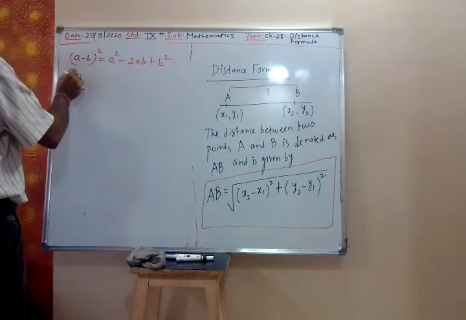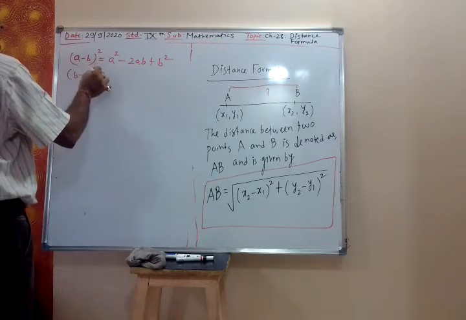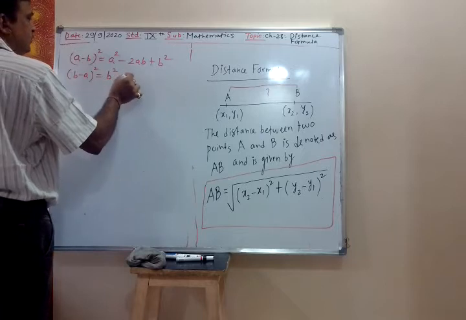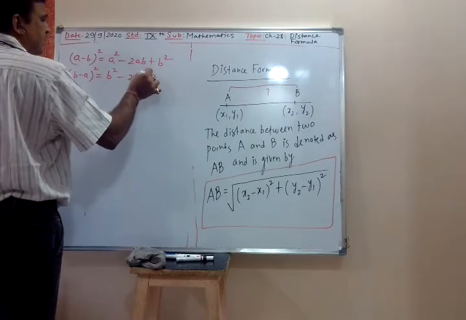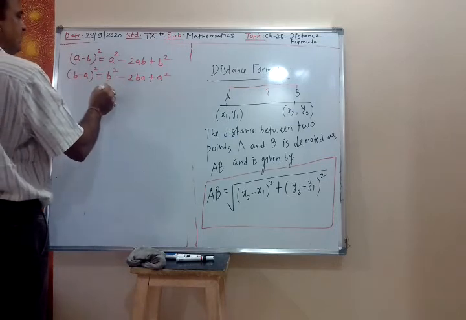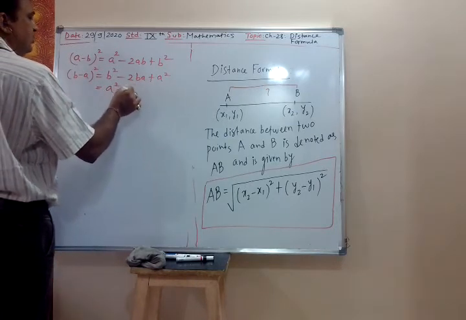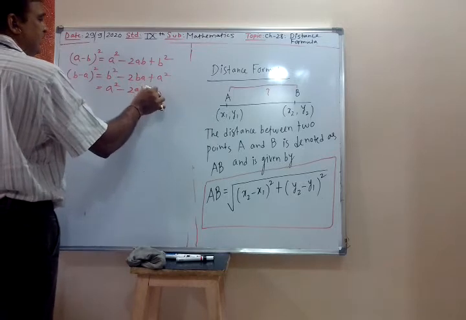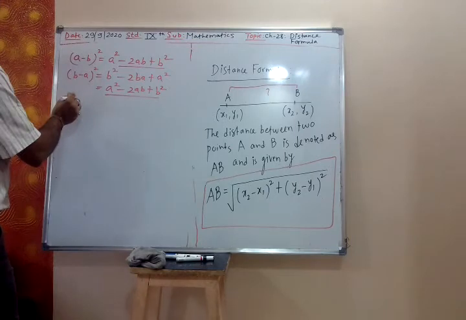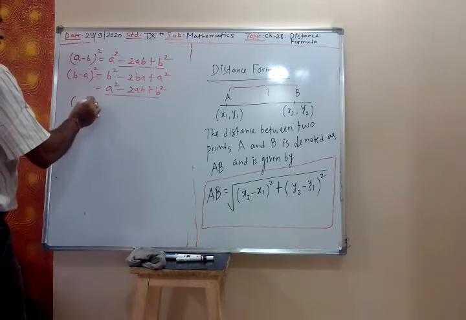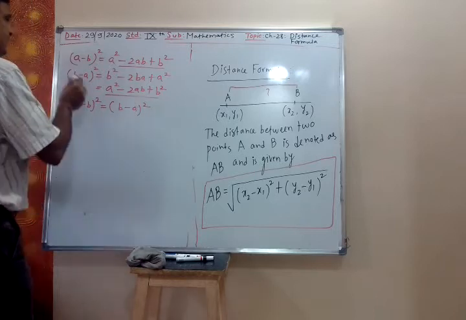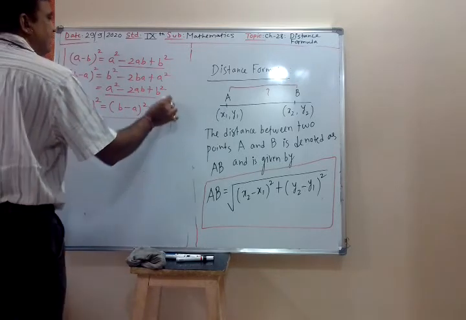What is B minus A whole square? B square minus 2BA plus A square. Now you can rearrange the terms: A square minus 2AB plus B square. So these two are the same. That is why A minus B whole square is the same as B minus A whole square.